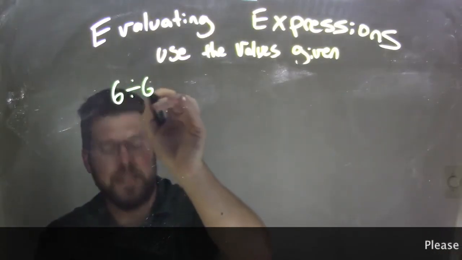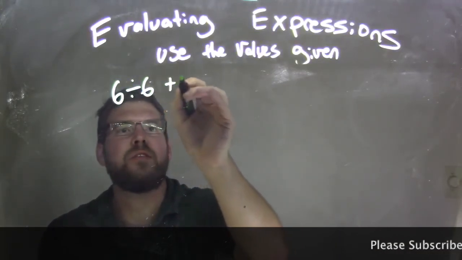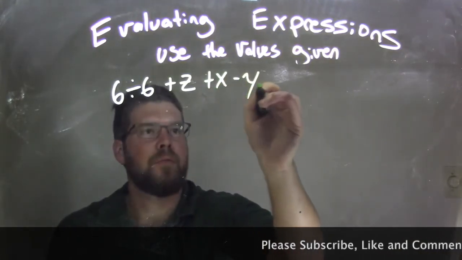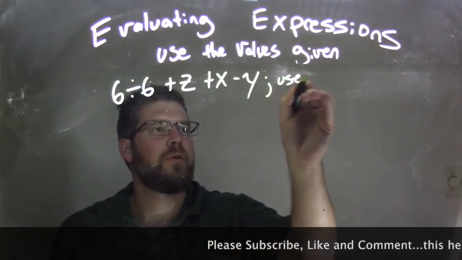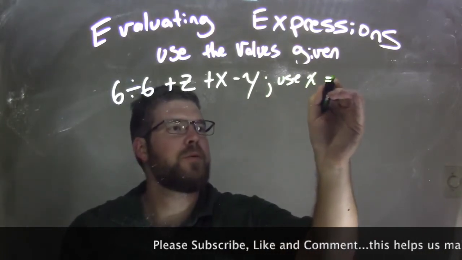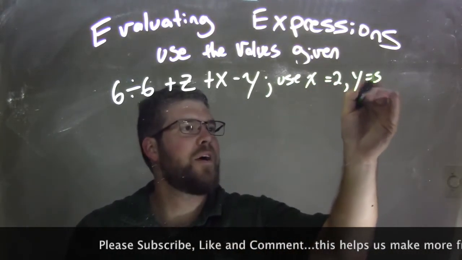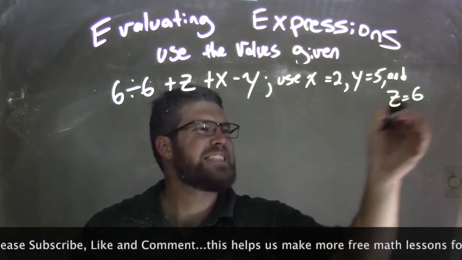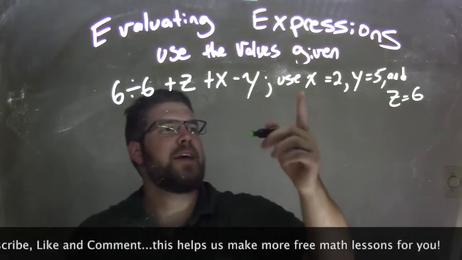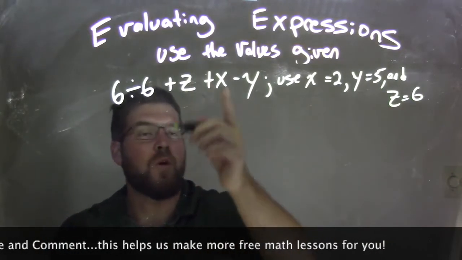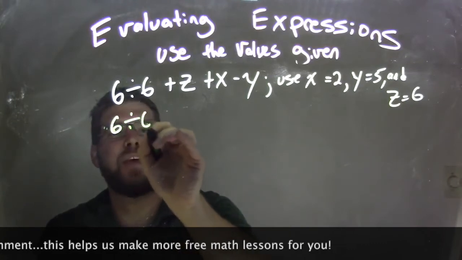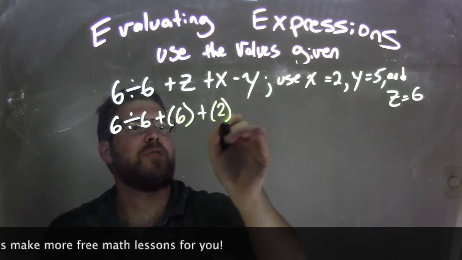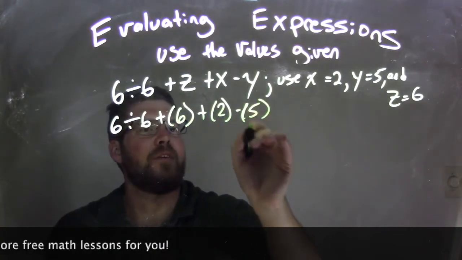6 divided by 6 plus z plus x minus y. And we want to use x to be 2, y to be 5, and here z to be 6. Okay? We need to take each one and substitute it into the corresponding variables. Well, 6 divided by 6 is on the outside. Z is here to be 6 as well. X is 2, and y is 5.